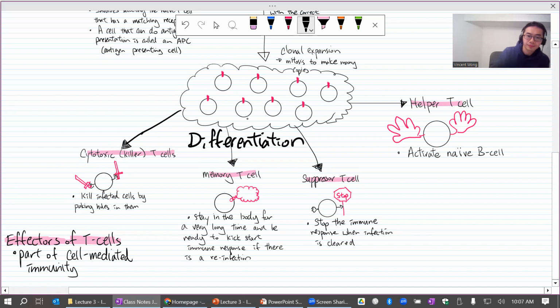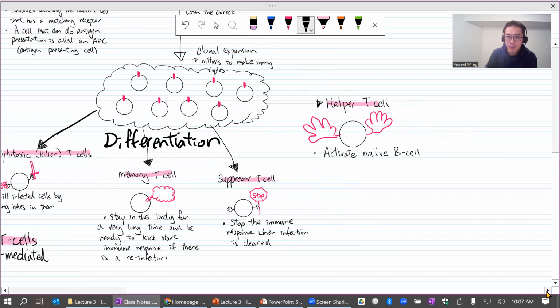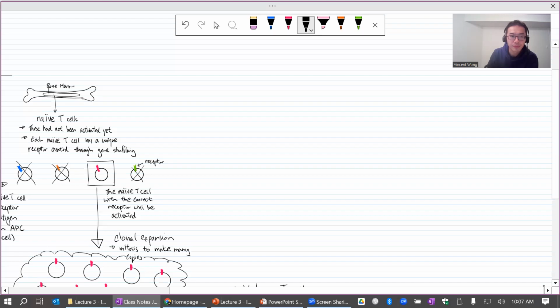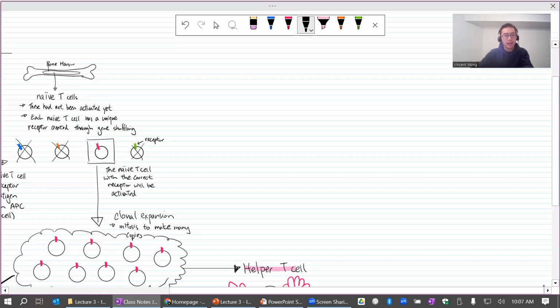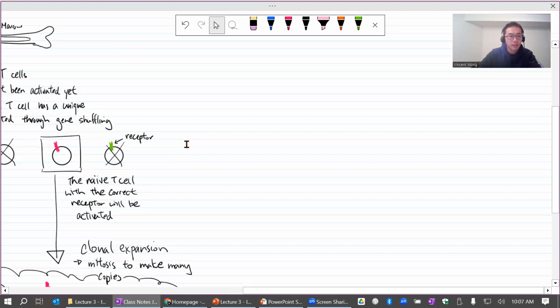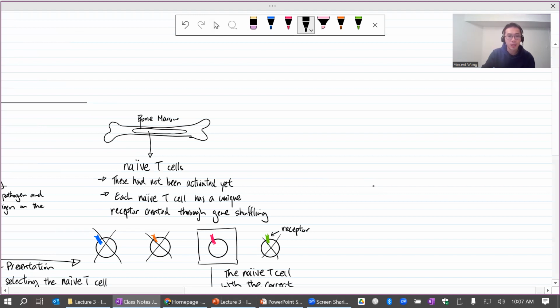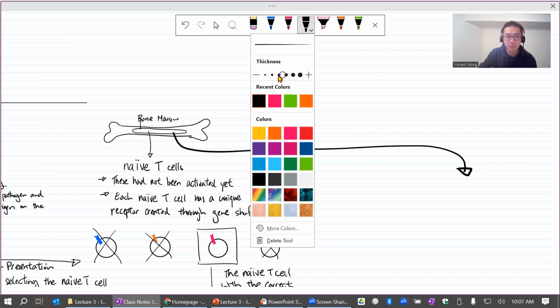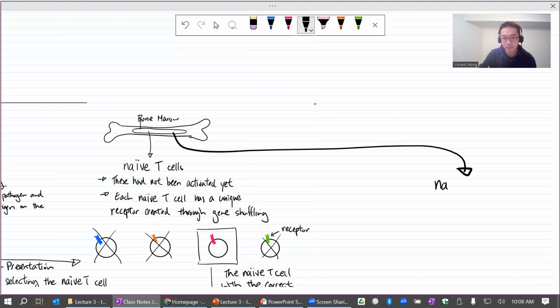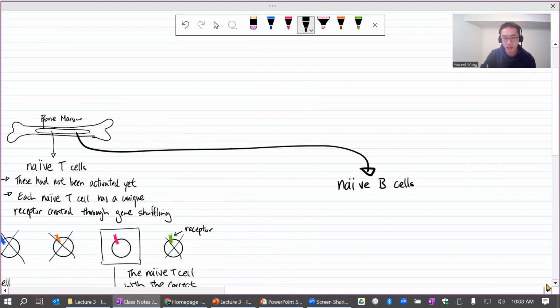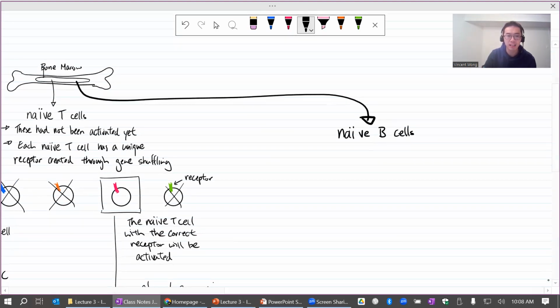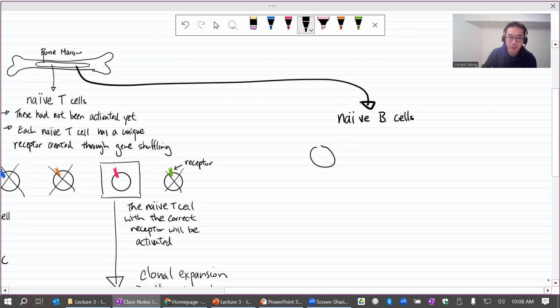All right, let's go back to the top here. We have this bone marrow thing. Other than naive T cells, we also have naive B cells being made. The B cells will stay in the bone marrow, but the T cells will go to the thymus. It doesn't really matter. So the naive B cells, you know the story now.